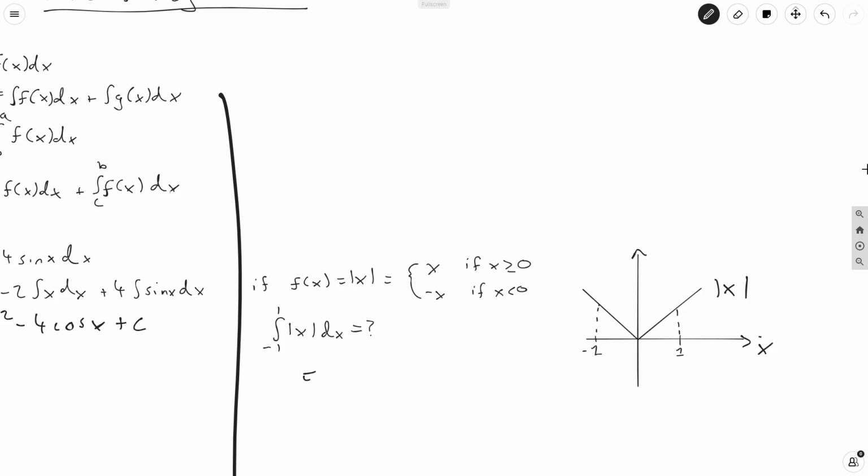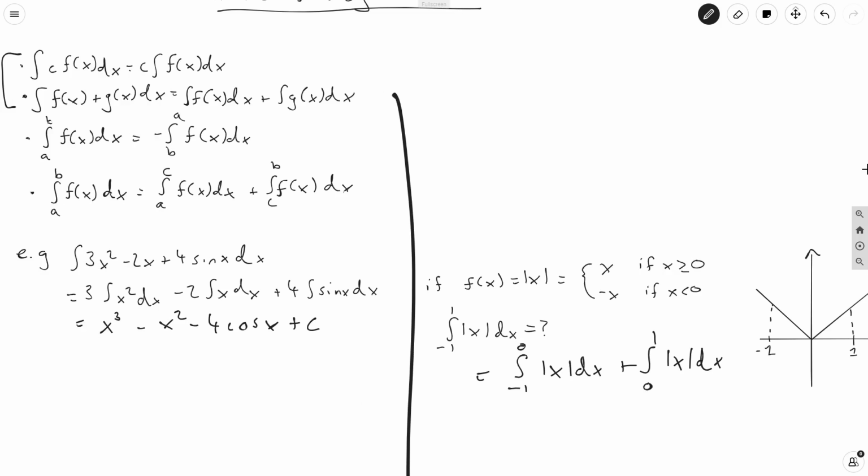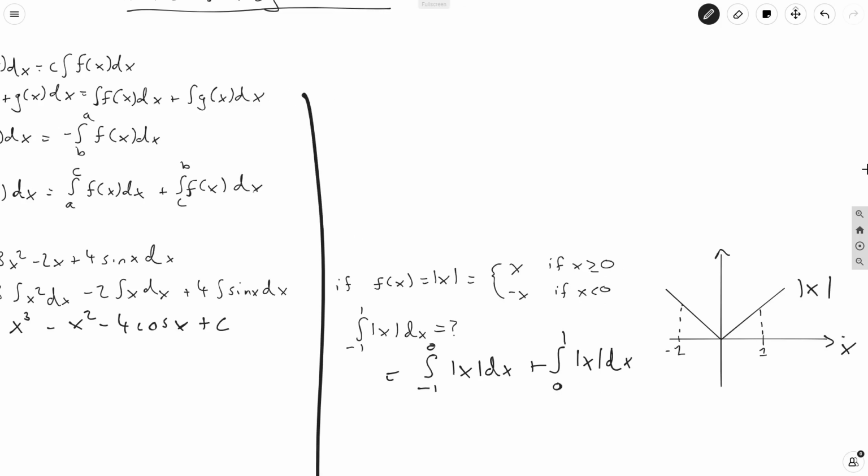Well, the important thing to notice here is this is equal to the integral from -1 to 0 of mod x dx plus the integral from 0 to 1 of mod x dx. This is by the fourth rule here. We've got a is -1, b is 1, and we're taking c equals 0. Now, why is it nice to split it up like that?